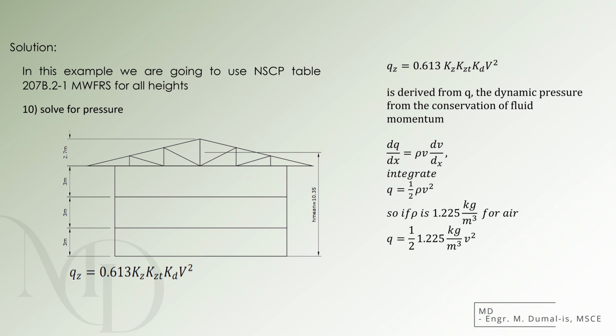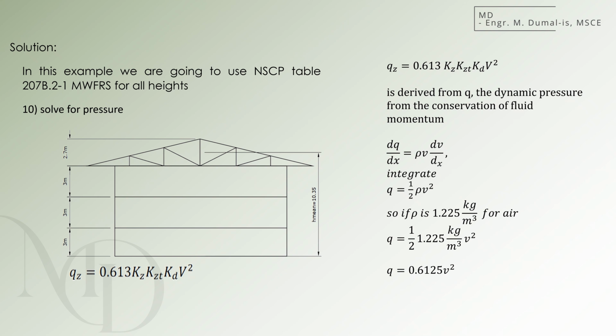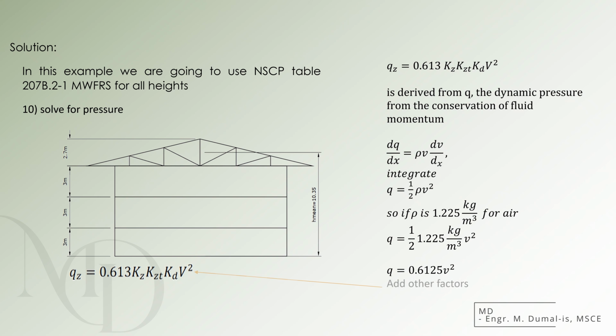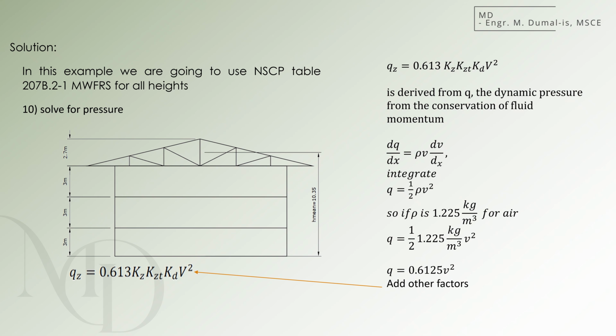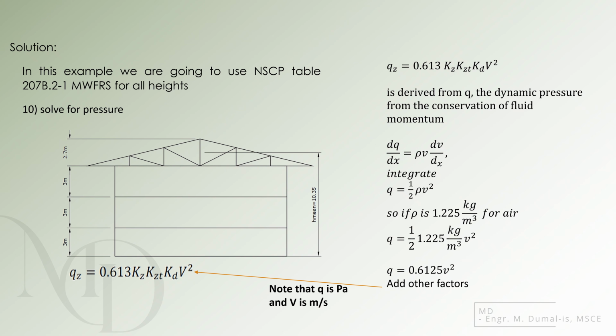Using the standard air density rho equals 1.225 kilograms per cubic meter, the factor 1/2 rho becomes 0.6125. That is why the constant in the code is reported as approximately 0.613. In practice, we do not stop at the dynamic pressure. We multiply this base value by the exposure and site modifiers K sub z, K sub zt, and K sub d to obtain the design velocity pressure Q sub z used in the wind load equations. Do not forget, though, that Q is in Pascal and the value of V must be in meters per second.